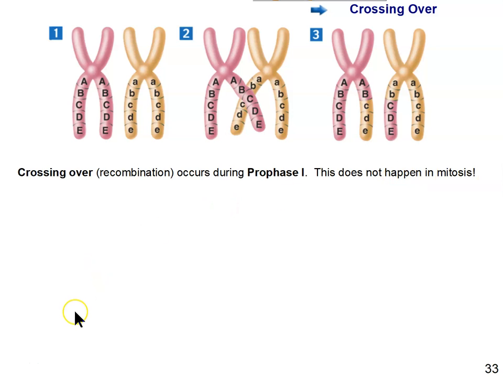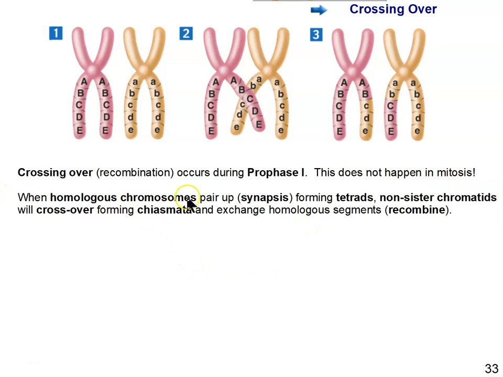It only happens between homologous chromosomes, and because homologous chromosomes don't pair up in mitosis, crossing over doesn't happen in mitosis. So when homologous chromosomes pair up, in other words, synapse, come together, forming tetrads, the non-sister chromatids, and that's what we're looking at here, chromatids that are not on the same chromosome are referred to as non-sister chromatids. If you'll recall, they're sister chromatids when they're making up the same chromosome. But if they're on different chromosomes, they're referred to as non-sister chromatids.